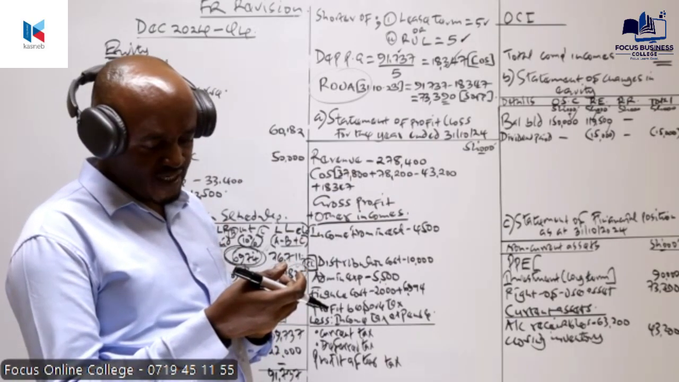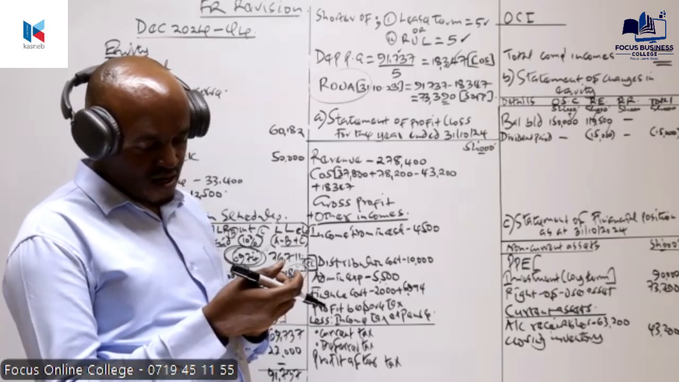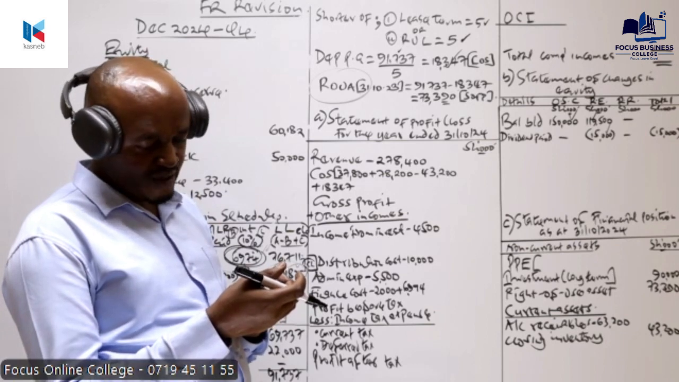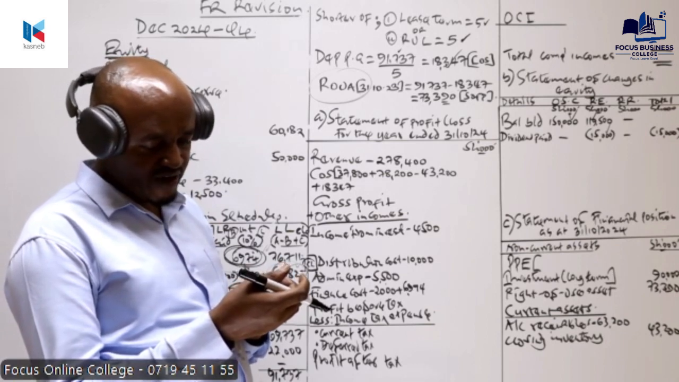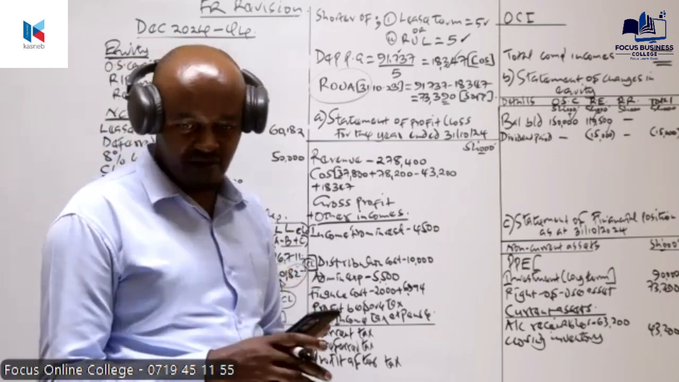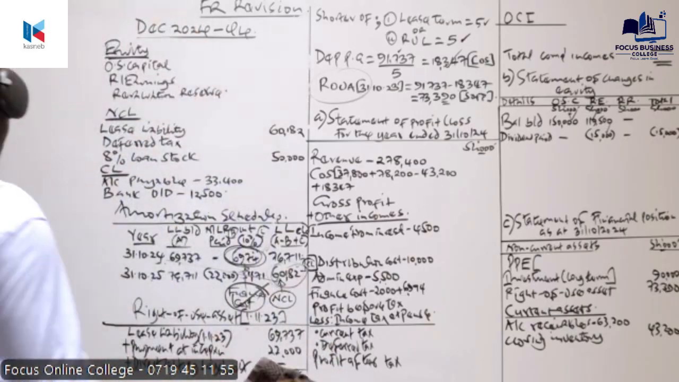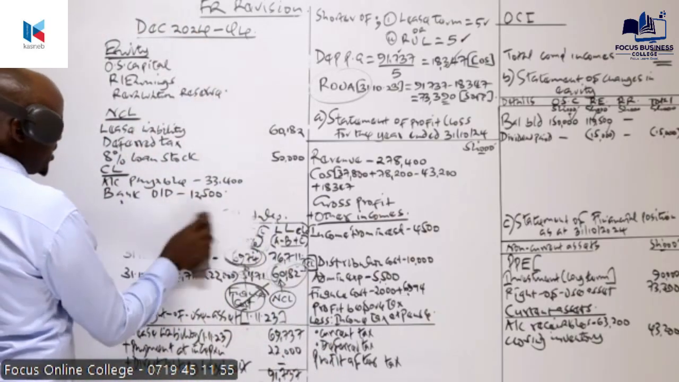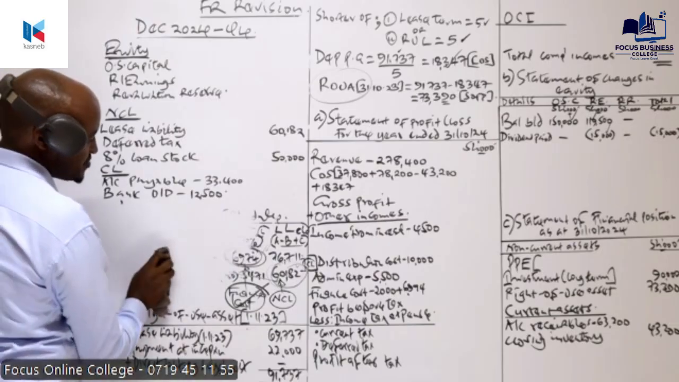And then you're told the estimated useful life of the building before revaluation was 50 years. However, the revaluation did not change the useful life of the building. So I think we can deal with those two assets. Number one, we need to determine the revaluation gain or loss.